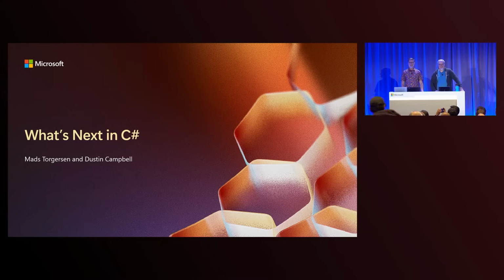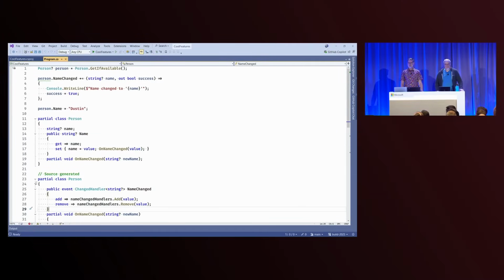Please don't be hangry. I'm Mads Torgersen. I'm an architect at Microsoft, and I dabble in C# design. And my name's Dustin Campbell. I am also an architect at Microsoft, and I also dabble in C# design and tooling. And this is the extent of our slides because you're not here to hear about us. We just want to go and do some coding.